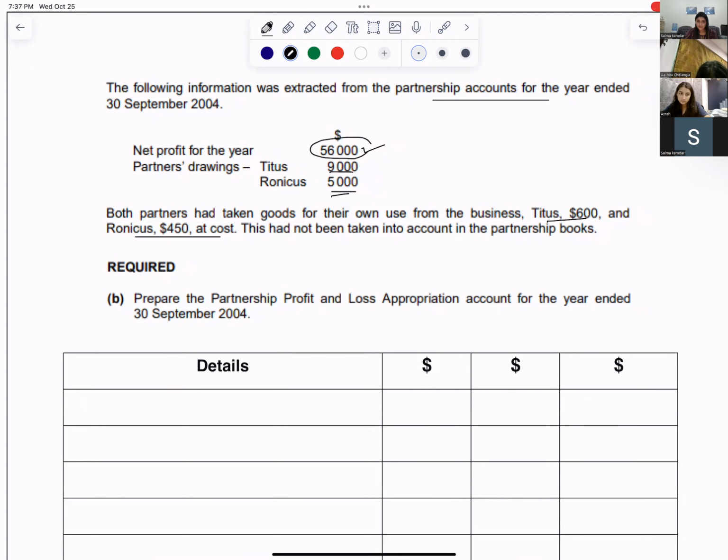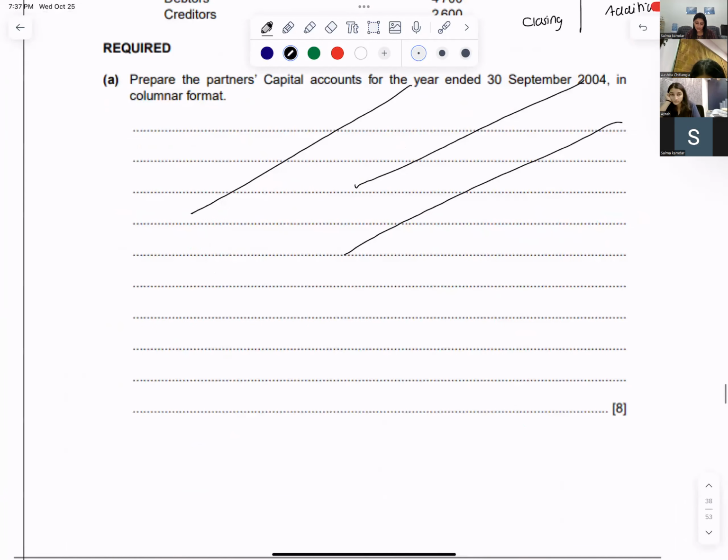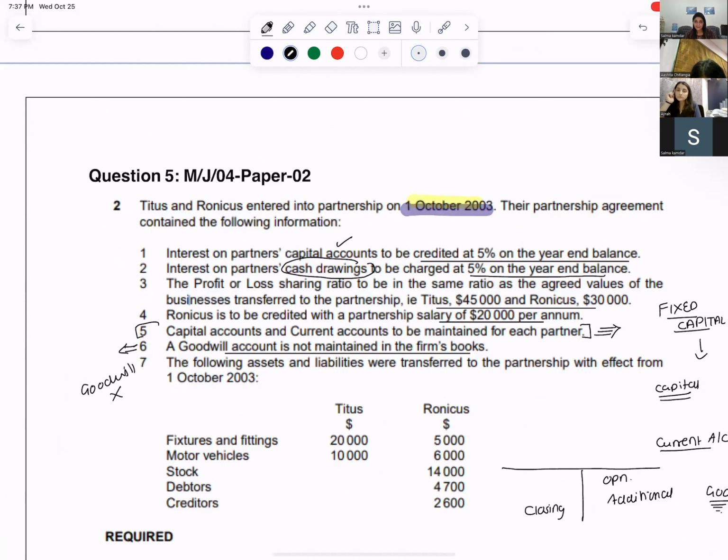Okay. What are they asking us to prepare? The partnership profit and loss appropriation account. Now, they have asked that we charge interest on capital at 5% on the year-end balance. That means we need the year-end balance of the capital accounts, so I will give you this ready-made. The capital account year-end balances are 49,260 and 25,740. I am giving you this because we are not preparing the partners' capital account. Are you with me?